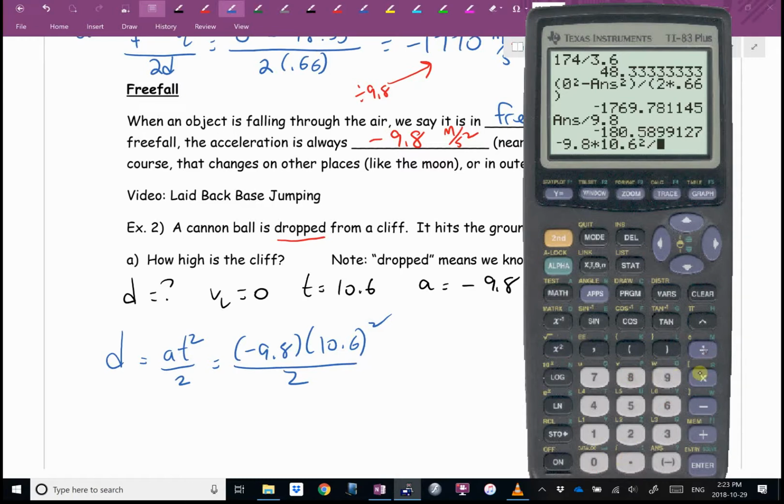Why do I get a negative answer? I ended up below from where I started. This is a displacement, not a distance. And so I ended up below from where I started. Negative 551.